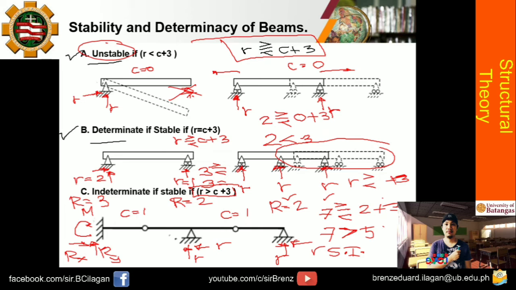Ibig sabihin, hindi mo siya masosolve using the equilibrium equation. Kailangan mo maghanap ng dalawa pang additional equation. To know kung ilang degree yung kanyang indeterminacy, ipagsusubtract mo lang itong dalawang number, itong 7 and 5. So that will be 7 minus 5 or equals to 2. So that is statically indeterminate to the second degree. Ganyan lang guys ang pagkuha ng determinacy for the problems under the category of a beam element. Sa susunod na slide, meron pa tayong mga additional problems.